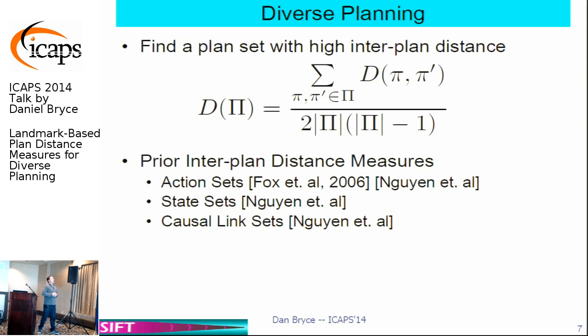So how do we know our plan set is diverse? The typical measure that people have used, and I'll be using as well, is that we have a set pi of plans, and we look at the average inter-plan distance. Prior works have looked at three different types of distances. First is action set difference, and I'll illustrate that one. Then state set difference, and also causal link set difference.